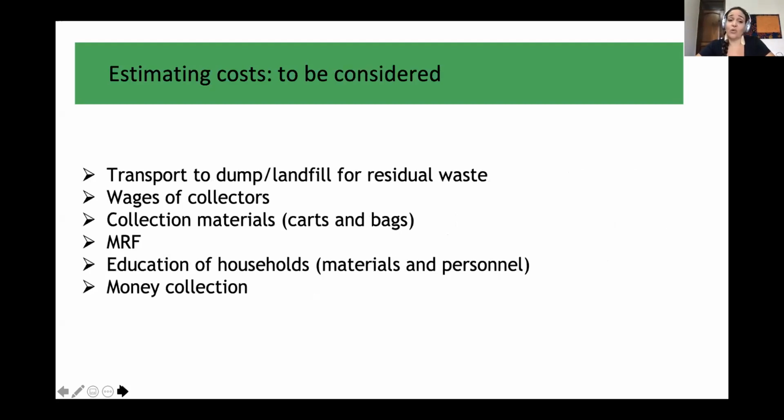There are other costs that you need to consider, again, transporting to the dump and landfill, the wages of the collectors, the collection material, so hand carts or bags, whatever it is that you are going to use to collect the waste, the materials recovery facility itself, both building it and then operating it. Education of the households, as Miko showed in his presentation, is another very important cost to consider. And then there is the cost of money collection when you are collecting fees. So you need to consider all those costs when thinking about your model.